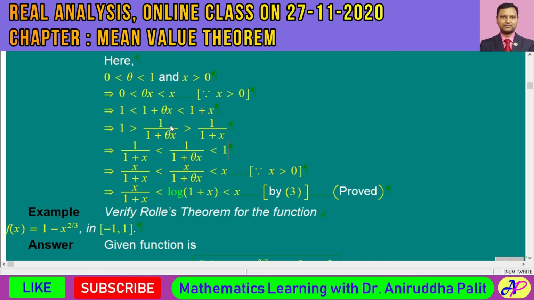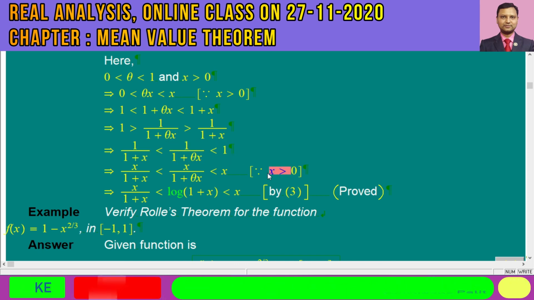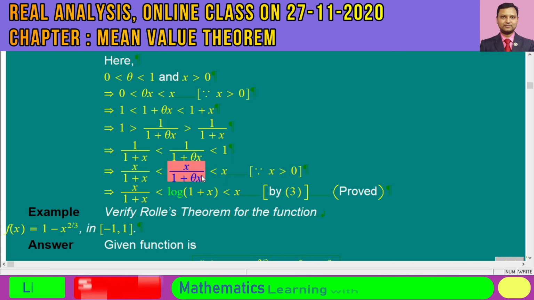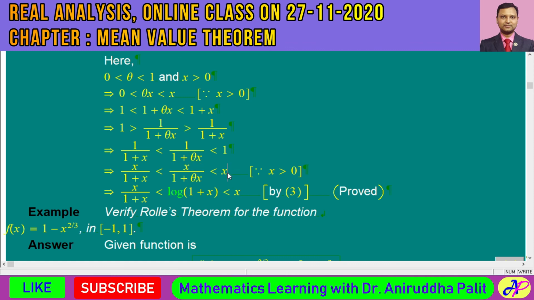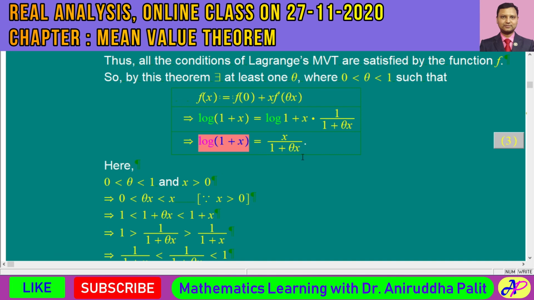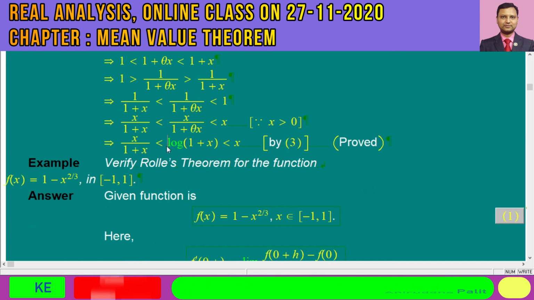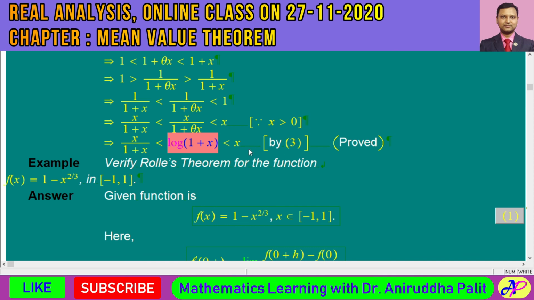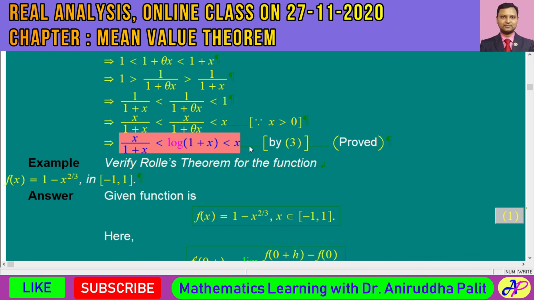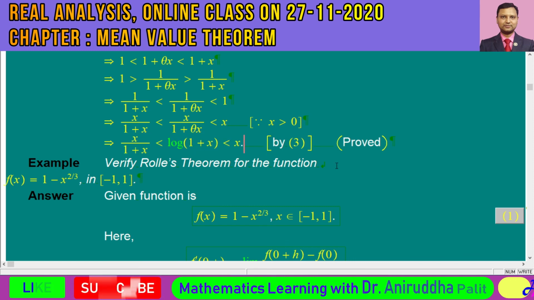Now I am multiplying this expression by x, and so we get this kind of result: x by 1 plus x is less than x by 1 plus theta x, and that is less than x. Okay, and what is x by 1 plus theta x? You see over here, x by 1 plus theta x is actually log of 1 plus x. So we put over here log of 1 plus x, and that is actually the inequality we were supposed to prove in the question. Got it? And this is the proof of the result.